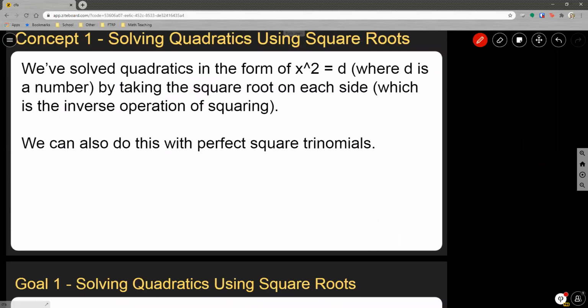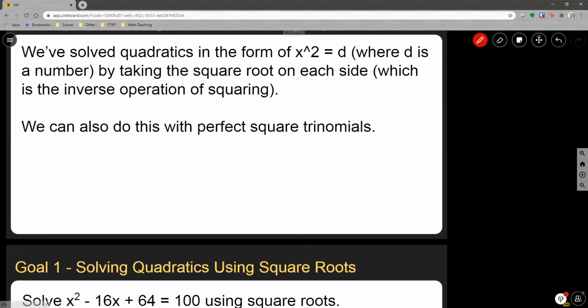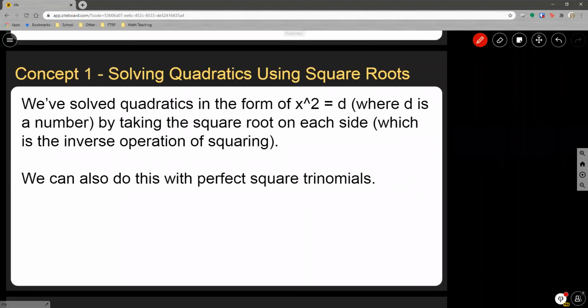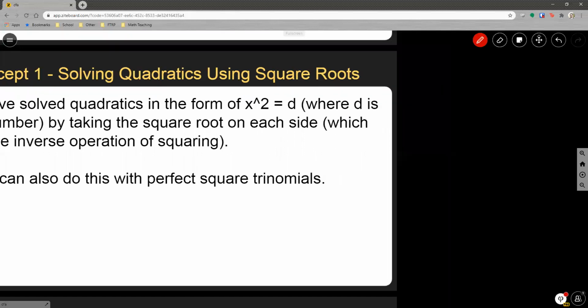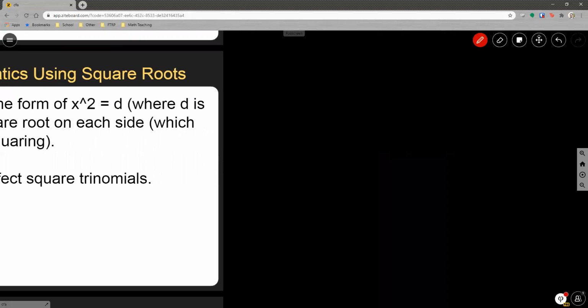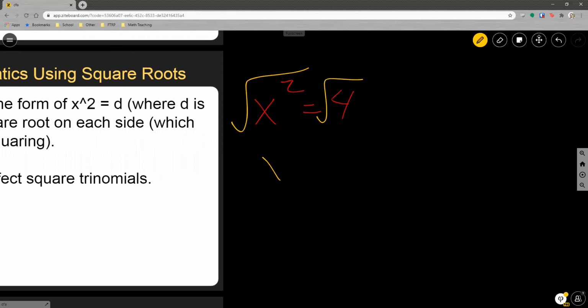All right, so concept number 1, we're solving quadratics using square roots. So we've solved quadratics in the forms of x squared equals d, where d is just some number, by taking the square root of each side, which is the inverse operation of squaring. So in other words, if I've got x squared equals 4, for instance, I can take the square root on both sides. Square root of x squared is x. And since I'm solving for x, I'm going to end up with plus or minus 2 on the right side.